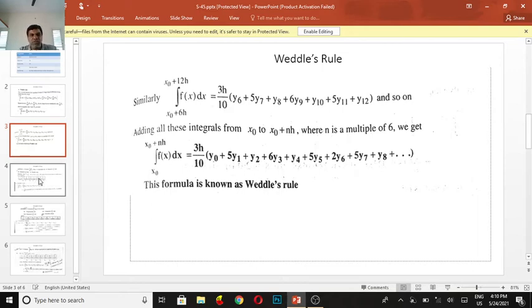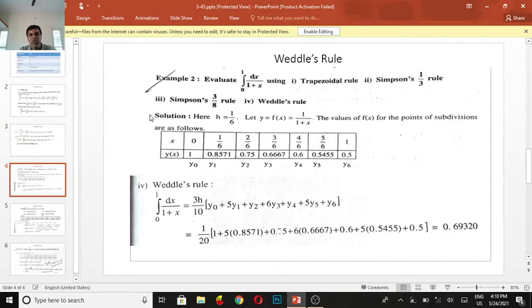If we take a simple problem to see the method of calculating with the formula: evaluate the integral of 0 to 1 dx by 1 plus x using Weddle's rule. We don't know h. If we take h equal to 1 by 6, let the function f of x be 1 by 1 plus x. The values of f of x at the subdivision points are as follows: x is 0, 1 by 6, 2 by 6, 3 by 6, 4 by 6, 5 by 6, 1.